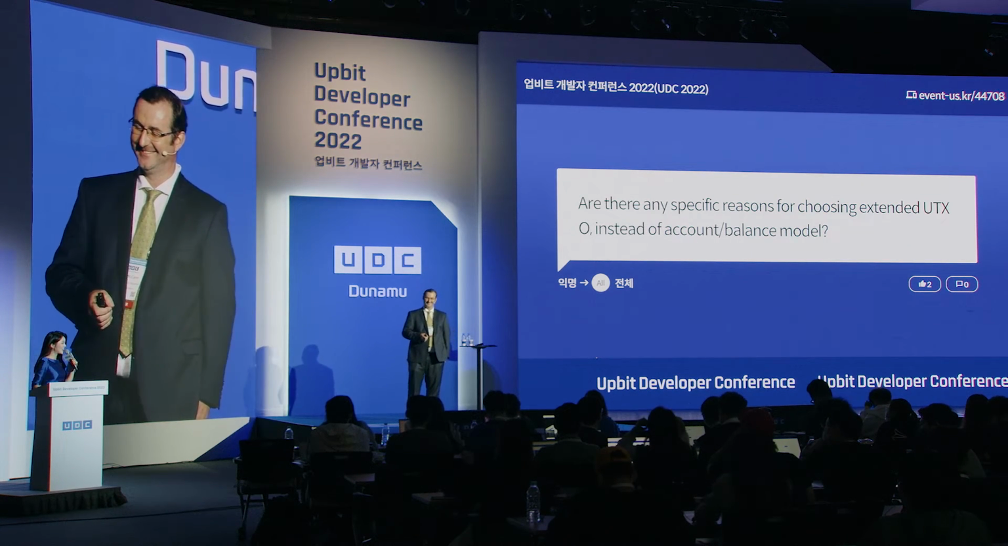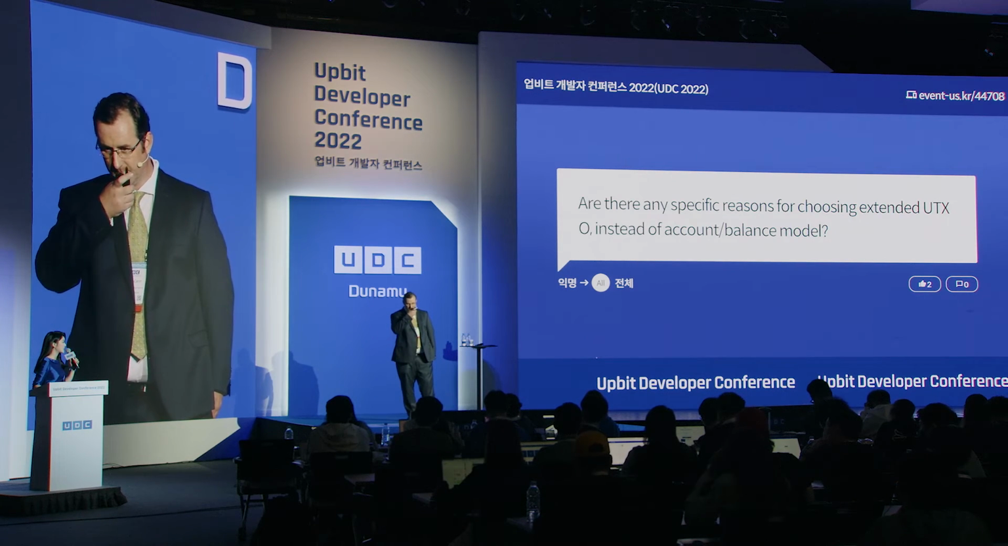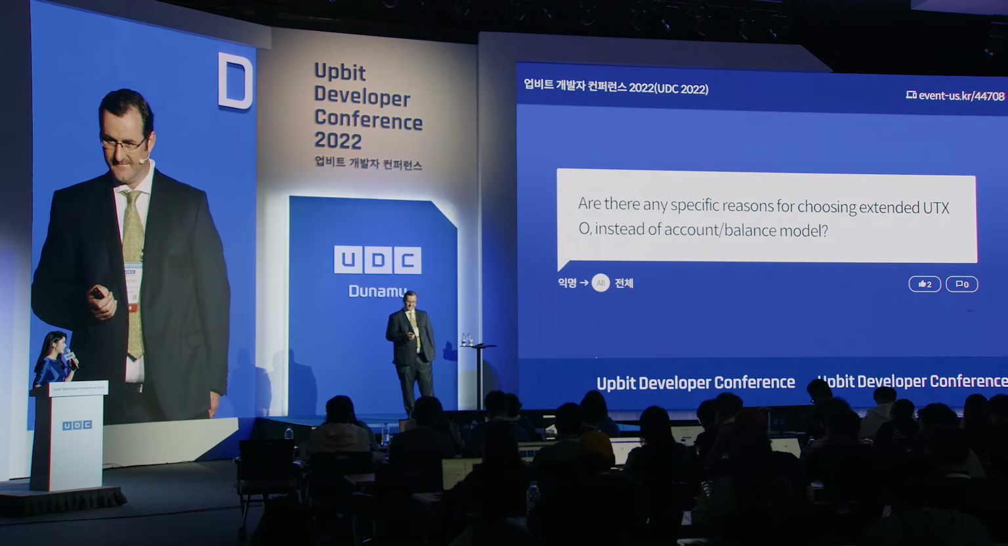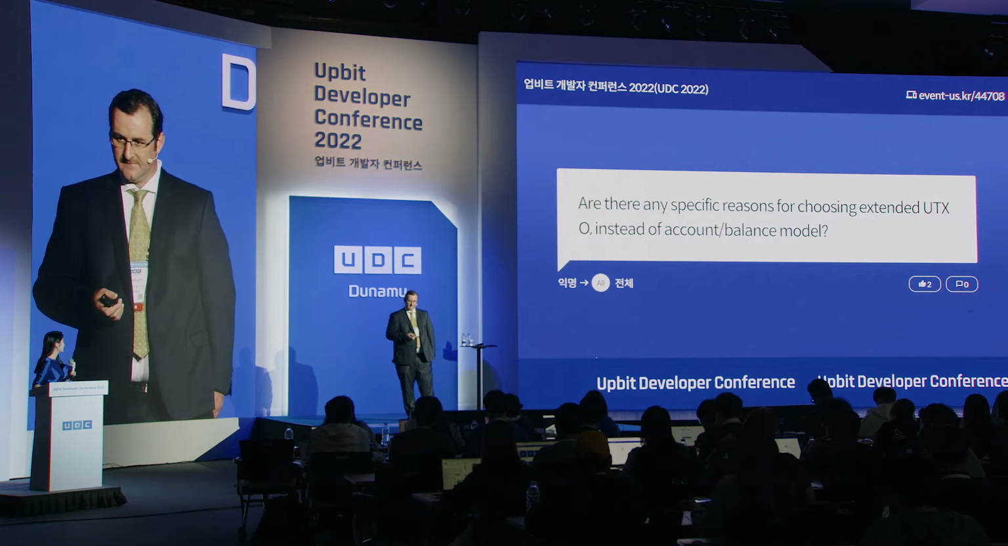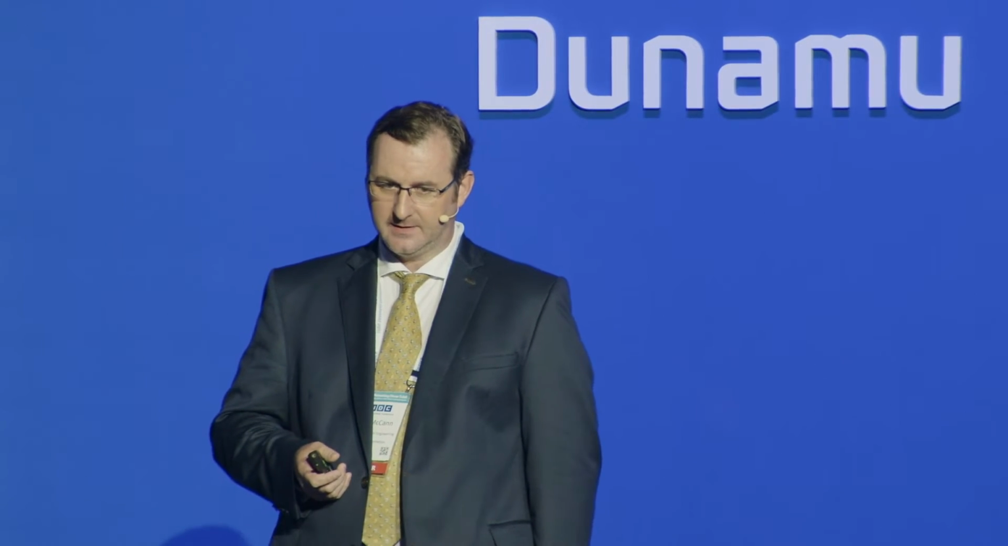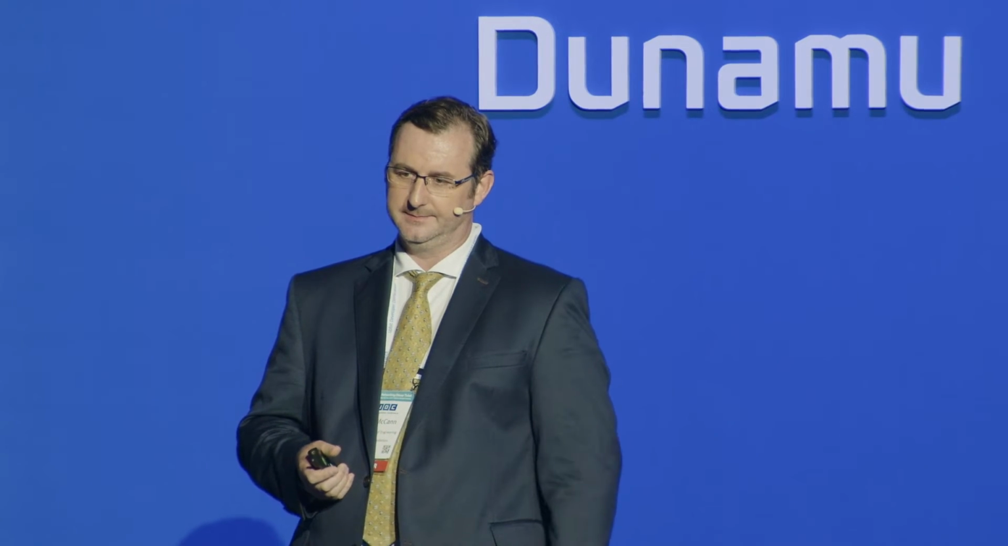Then we have another question here. Are there any specific reasons for choosing extended UTXO instead of the account and balance model? So yes, there are quite a number of reasons. The problem with the account-based model is that you need to maintain a snapshot of the current balances of all the addresses. Making that scale is extremely difficult.